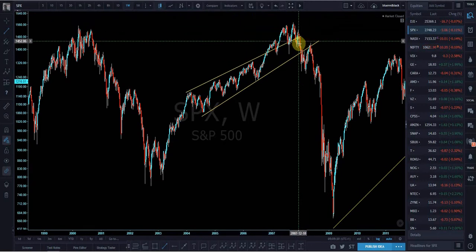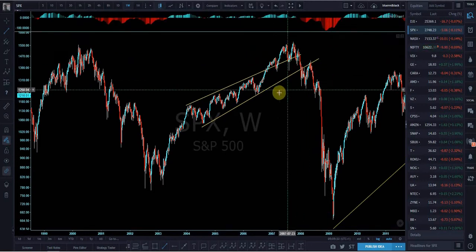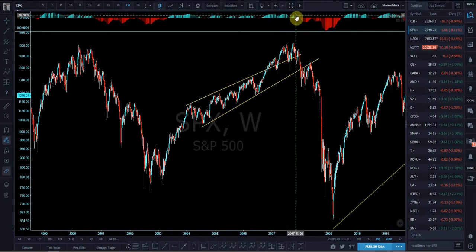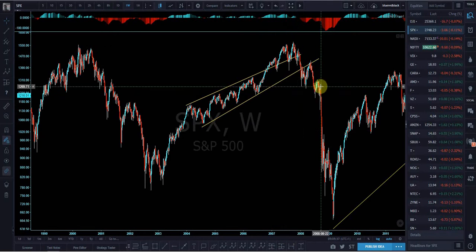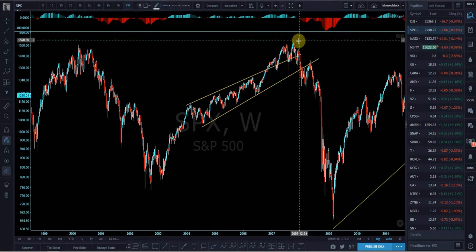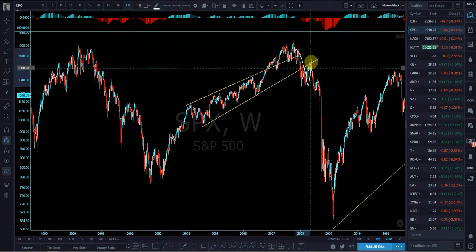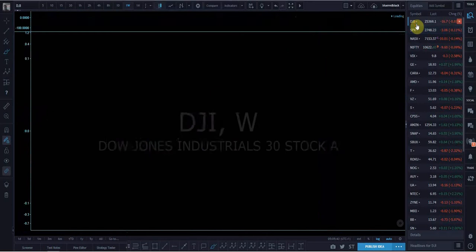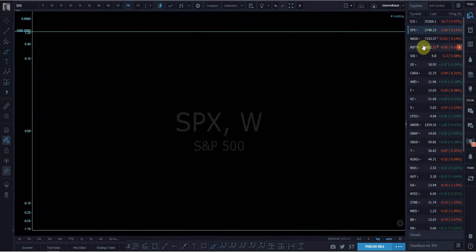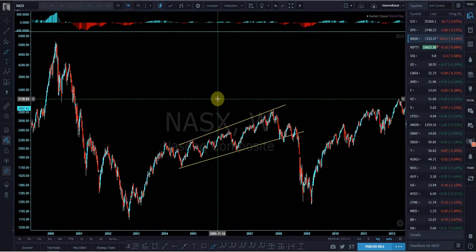So we broke out of the channel. Divergence here. Broke out of the bottom trend and gave you that same pattern. Is that almost the same pattern as the Dow? Yep, same thing. Now NASDAQ.